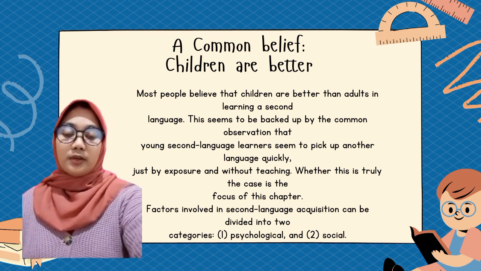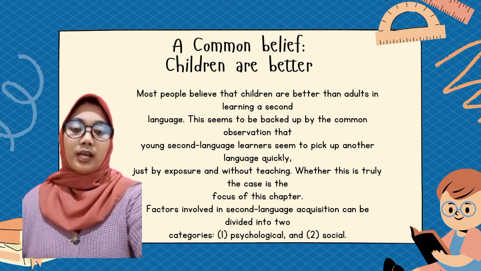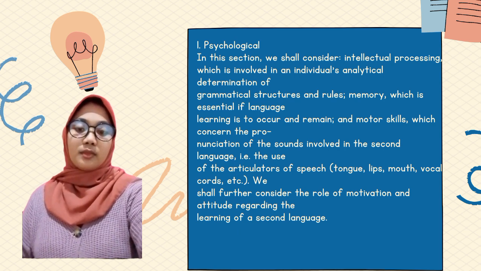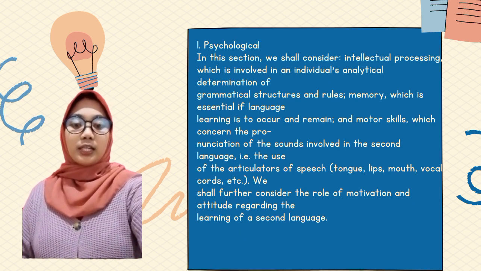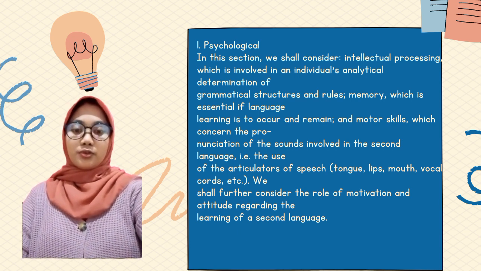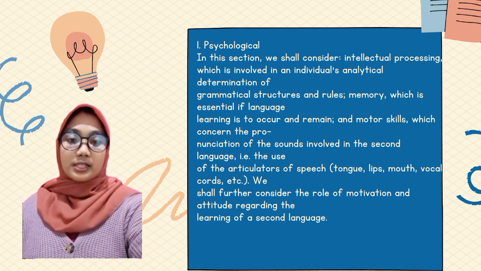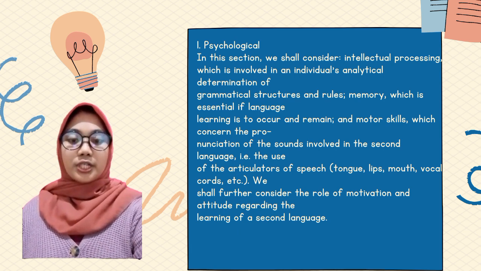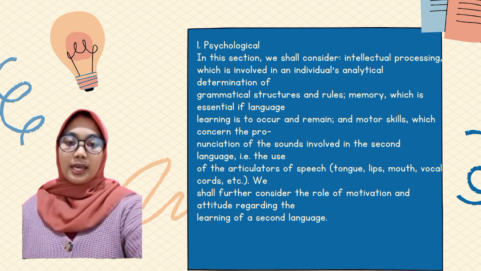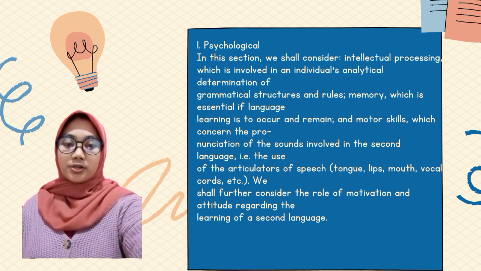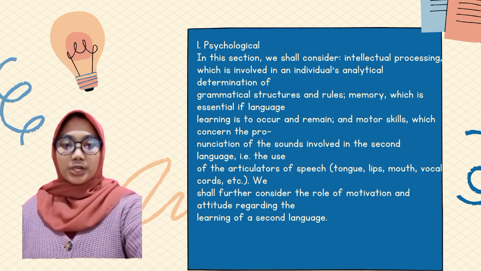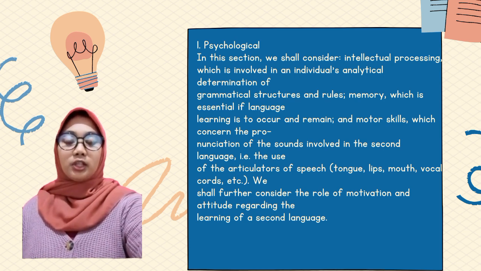Factors involved in second language acquisition can be divided into two categories: 1. Psychological, and 2. Social. Psychological. In this section, we shall consider intellectual processing, which is involved in an individual's analytical determination of grammatical structure and rules; memory, which is essential if language learning is to occur and remain; and motor skills, which concern the pronunciation of the sounds involved in the second language, i.e., the use of the articulators of speech: tongue, lips, mouth, vocal cords. We shall further consider the role of motivation and attitude regarding the learning of a second language.